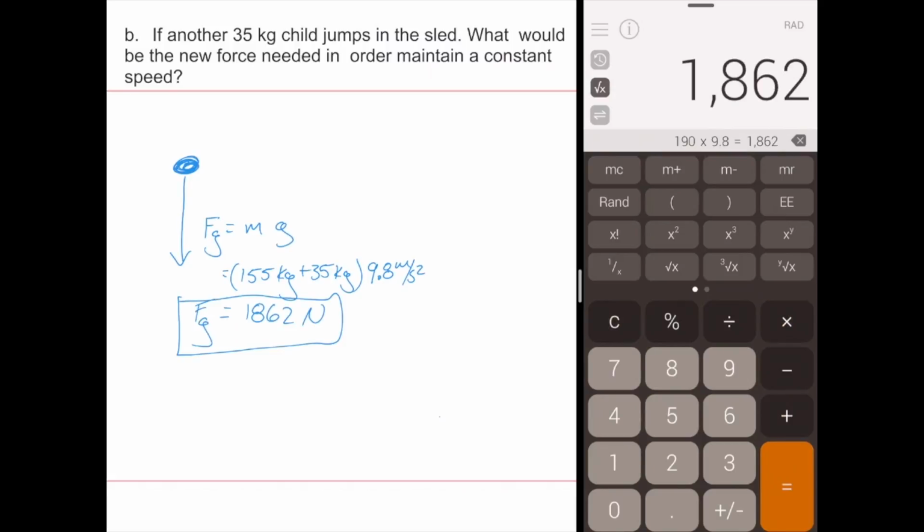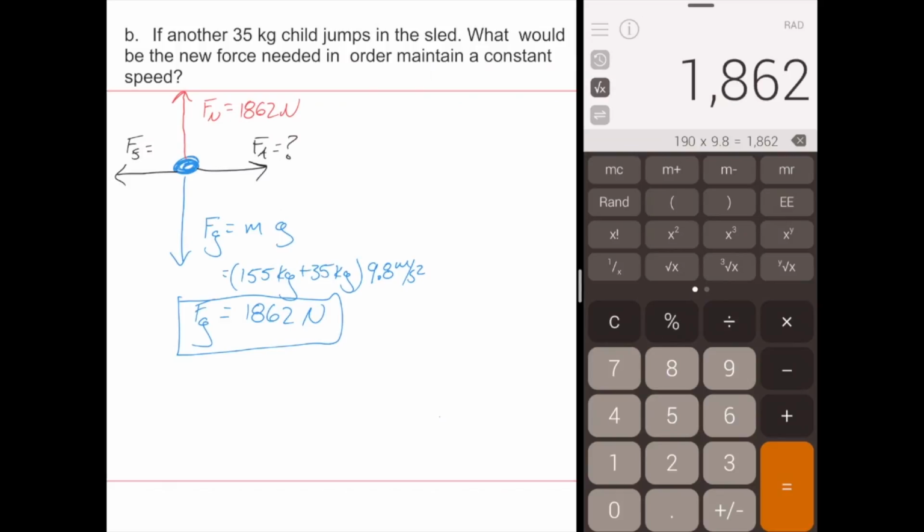All right, so if we take a look at this problem, the additional mass of the other child is going to increase the force of gravity from the 1,500 roughly to 1,800. And now what that means is the normal force would also have to increase in order for the sled to stay on the ground and not go into it. The question now is there's still going to be a force of friction pushing backwards, and if it's maintaining a constant speed, that force of friction would be the same as the force applied by the snowmobile.